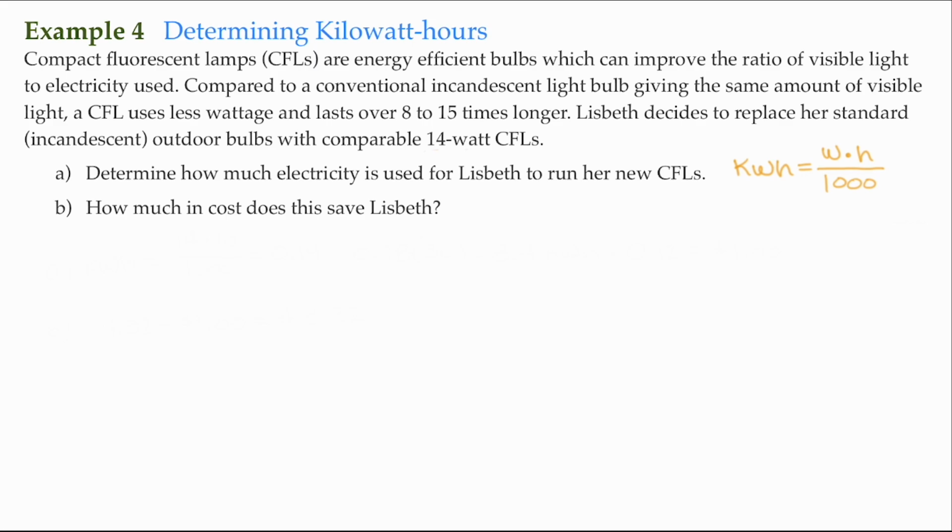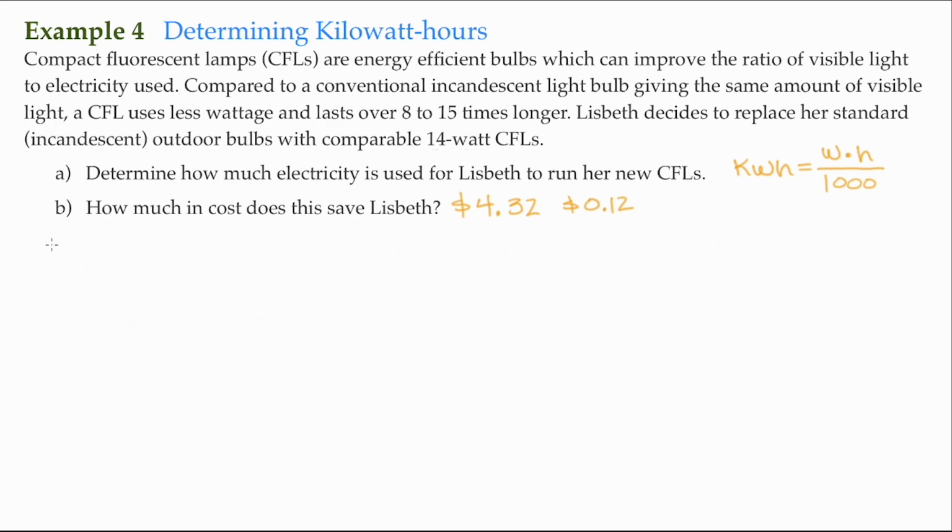So a couple of things to point out if you remember from the previous example. She was using these bulbs. These were incandescent bulbs, and she was using 2 of them. And for a 30-day month, so for 30 nights, it cost her $4.32 to keep her lights on for 10 hours for 30 nights. Also, it was costing her 12 cents per kilowatt hour of electricity. So for here, it says for A, determine how much electricity is used for Lisbeth to run her new CFLs.